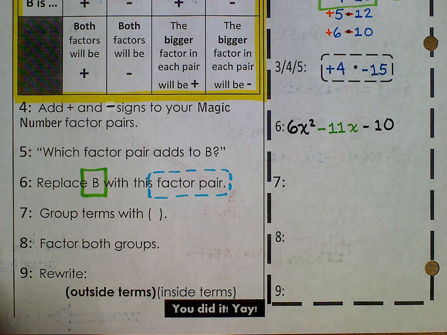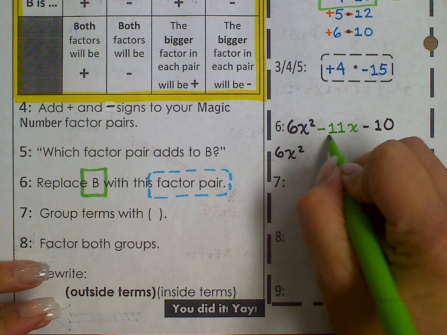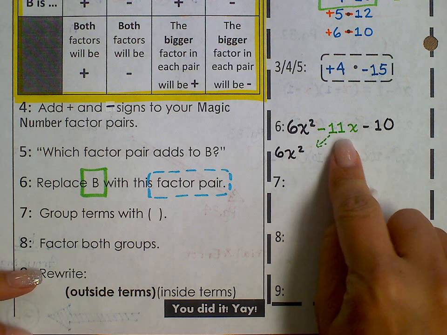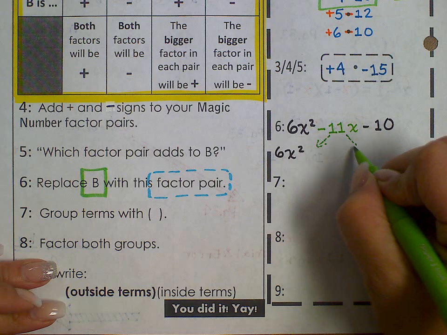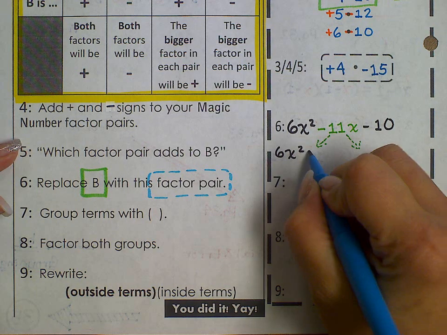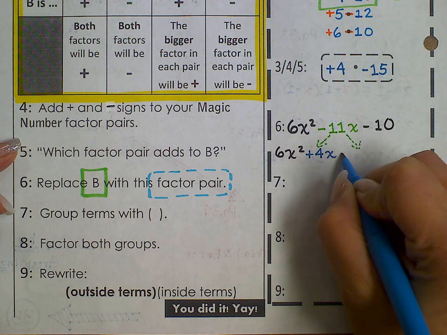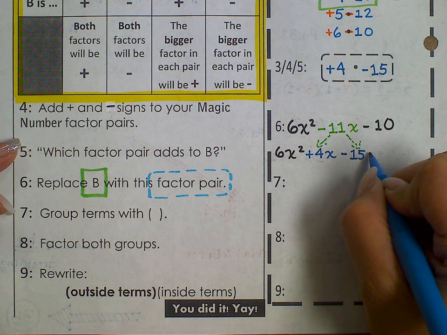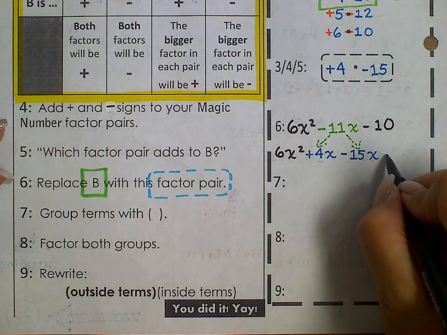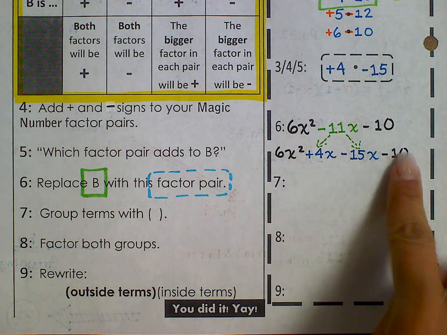So let's go ahead and rewrite it. I'm going to bring down this 6x squared. But then that 11x, I'm going to split it into positive 4x and negative 15x. And then I'm going to bring down this minus 10. Okay. Now, this is where things kind of change a bit. Everything else looks the same as what we were doing on page 34. Now is where things are getting a little weird.